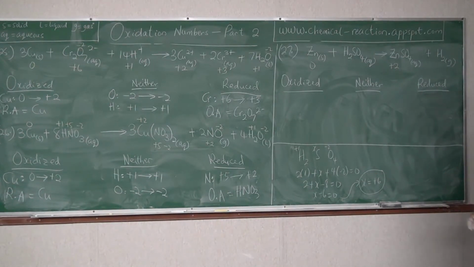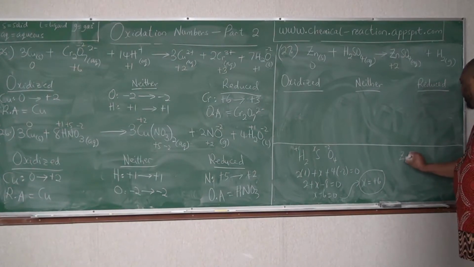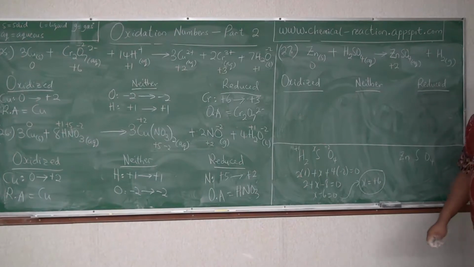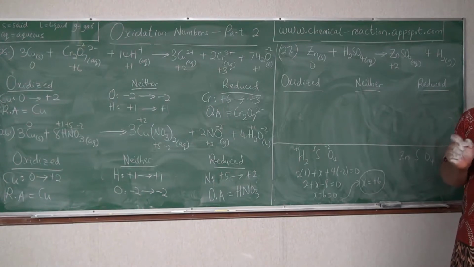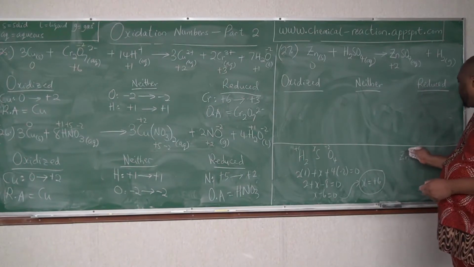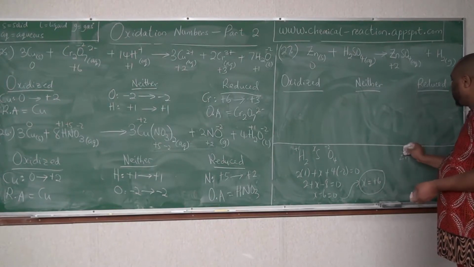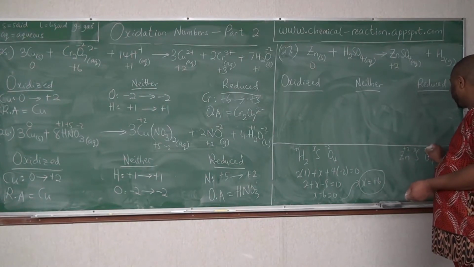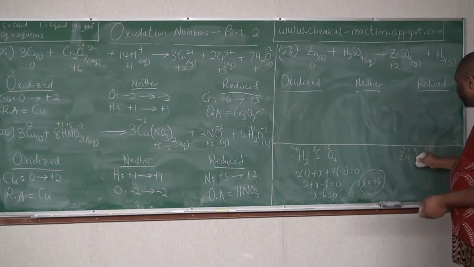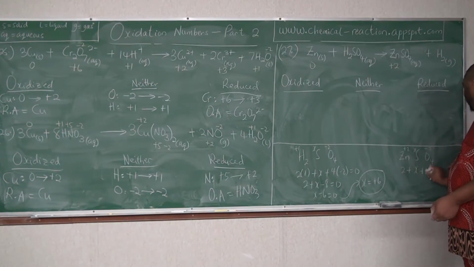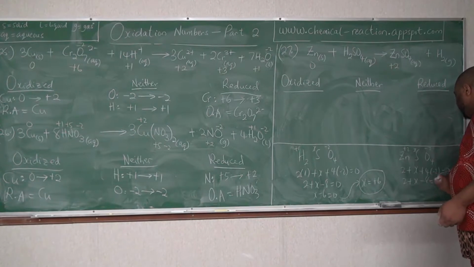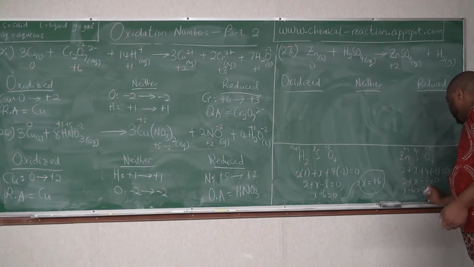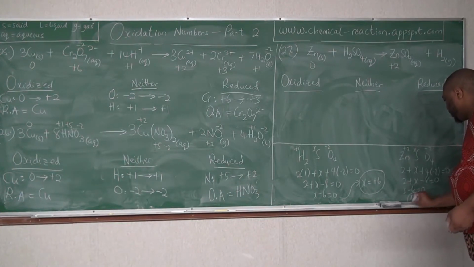The same thing if you have it here, zinc sulfate. I mean, the common name is zinc sulfate, but the IUPAC name is zinc tetraoxosulfate 6. Okay, zinc is plus 2, this is X, this is minus 2. So as you can see, it is the same thing: 2 plus X plus 4 times minus 2 equal to 0. 2 plus X minus 8 is 0. X minus 6 is 0. So X is plus 6. Okay?